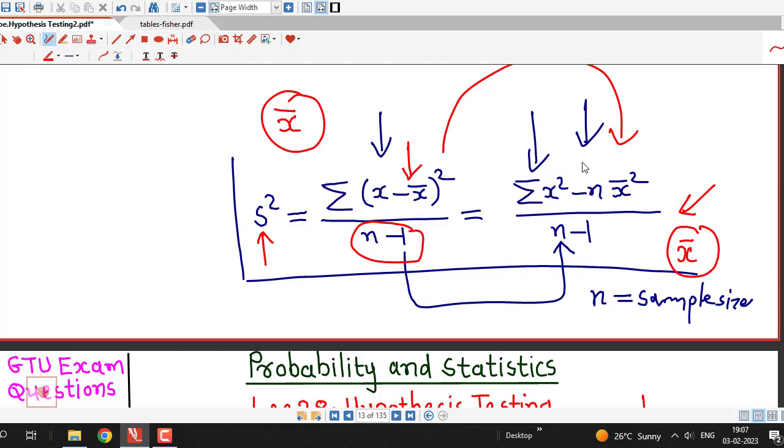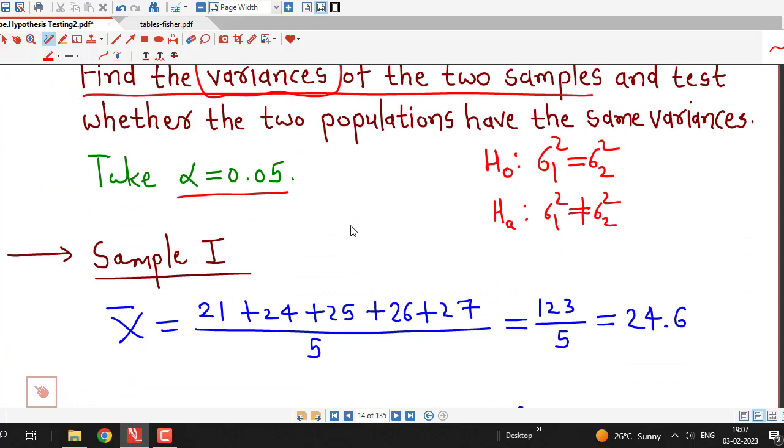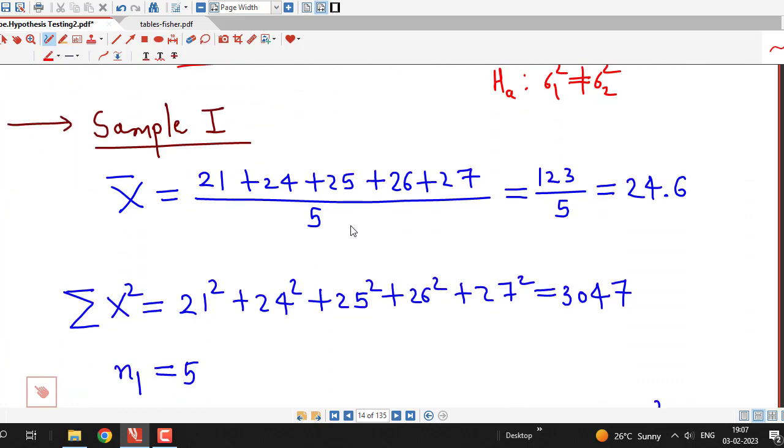So we are going to use this formula to find out sample variances for both the samples, and for that first we have to decide sample mean, and then we have to decide sum of square of x values, and similarly for second sample we have to apply this formula. So first I have obtained sample mean and sample variances for both the samples.